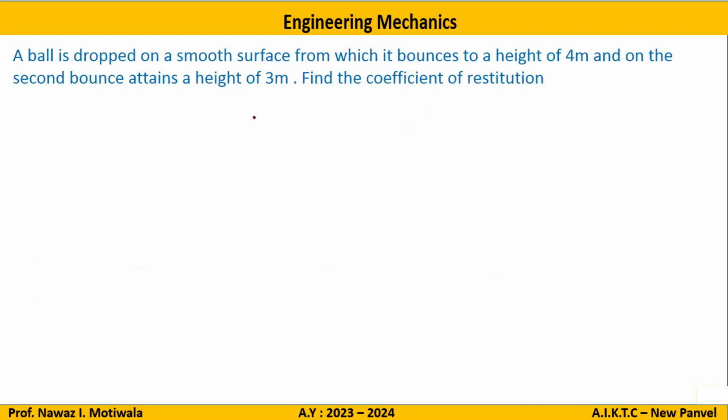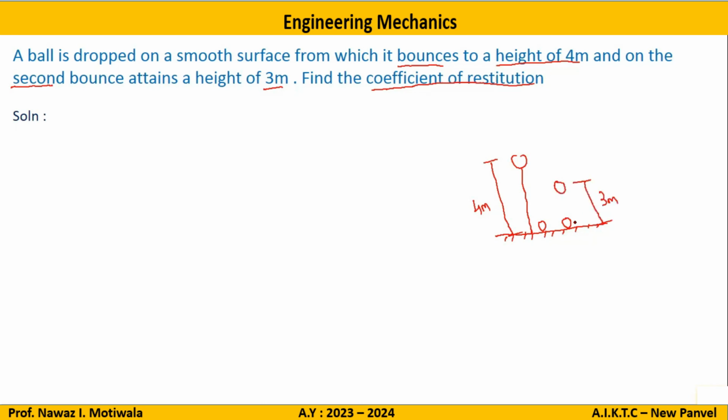The question is, a ball is dropped on a smooth surface from which it bounces to a height of 4 meters, and on the second bounce, it attains a height of 3 meters. Find the coefficient of restitution. It is a similar case to the one we have seen in the previous slide. There is a smooth surface here, and the ball is dropped on this surface from a height of 4 meters, and after, let us say, 2 bounces, it has reached this height h2, which is 3 meters, and we need to find the coefficient of restitution.